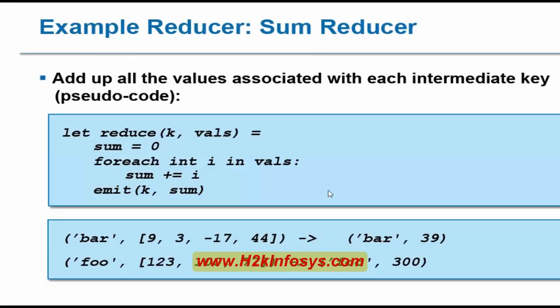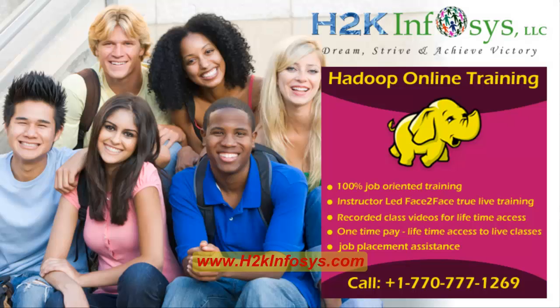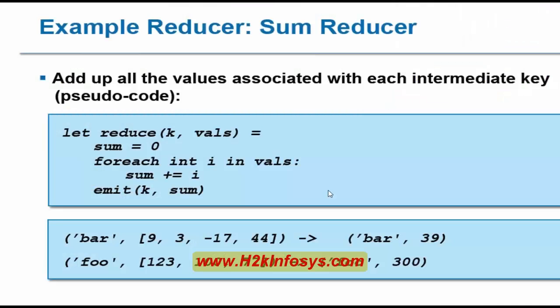So let reduce of k comma values be: I am declaring a field called sum and initializing it to 0. My logic is, for each integer i in values, sum is equal to sum plus i. So for each of the input values I am getting through my mapper phase, I am aggregating it to my sum, and every time I go through this loop, I am incrementing my sum value.